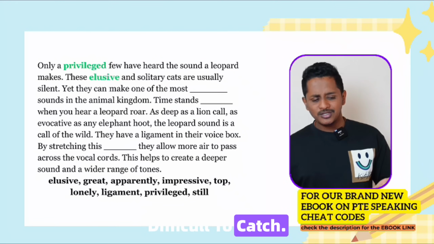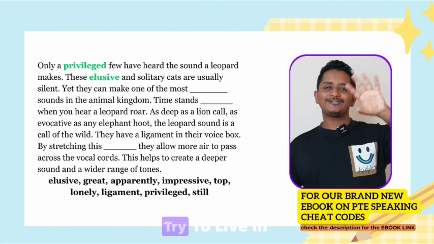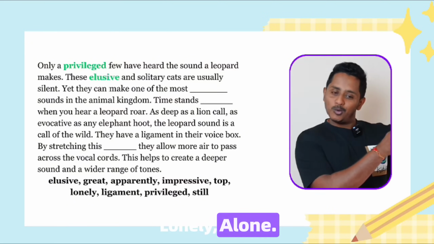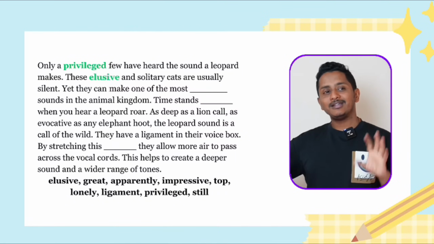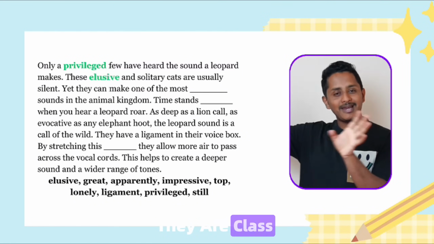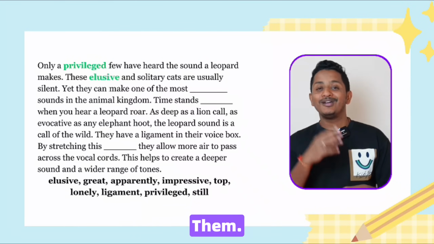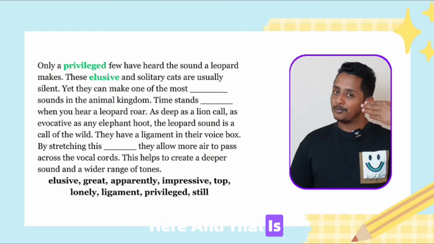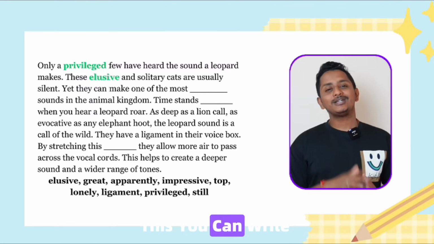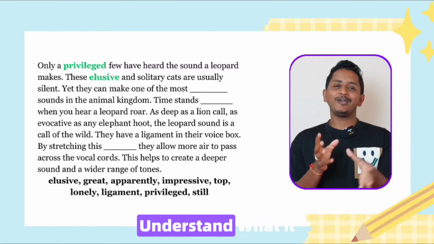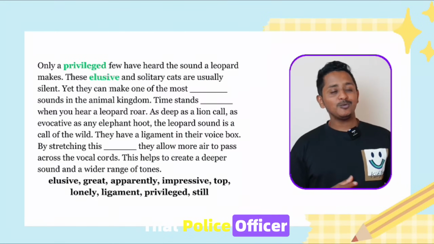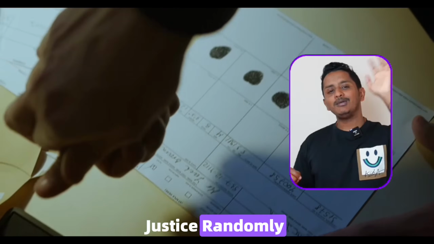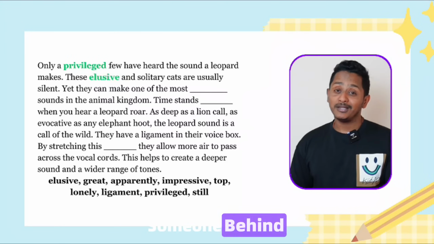Leopards are difficult to catch. They're solitary cats, meaning they try to live in solitude, lonely, alone. They're usually silent. They are apart. They are a class apart. You cannot just find them. They're elusive. Elusive is the first word here, and that is the one that makes sense. This you can write only when you find the clues and understand what it is. If you're not, then you would become that police officer who doesn't try to find the clues and just randomly goes with intuition and puts someone behind the bar.